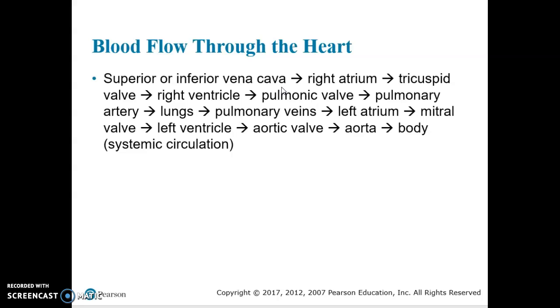Once it leaves the right ventricle, it goes through the pulmonic valve, which is step 5. So step 1, superior inferior vena cava. Step 2, right atrium. Step 3, tricuspid. Step 4, right ventricle. Step 5, pulmonic valve. And step 6 is the pulmonary arteries.